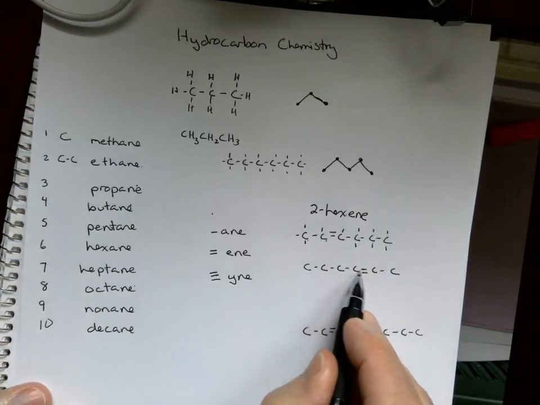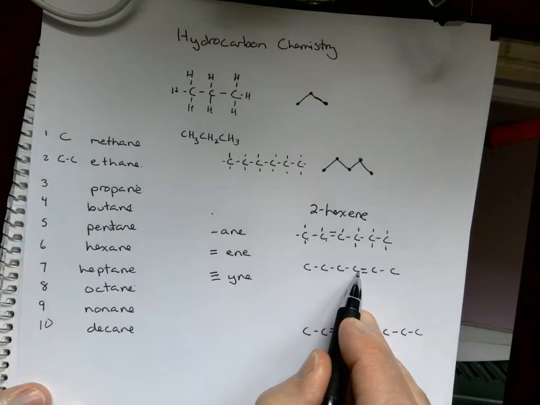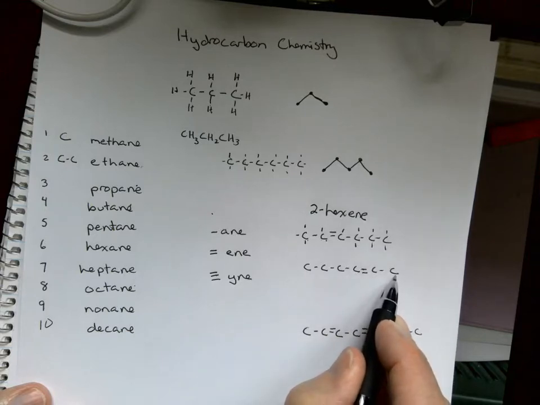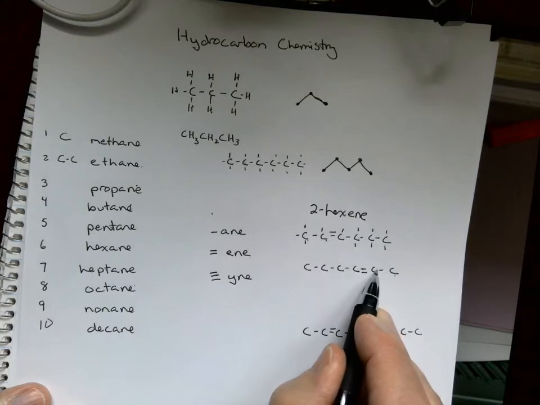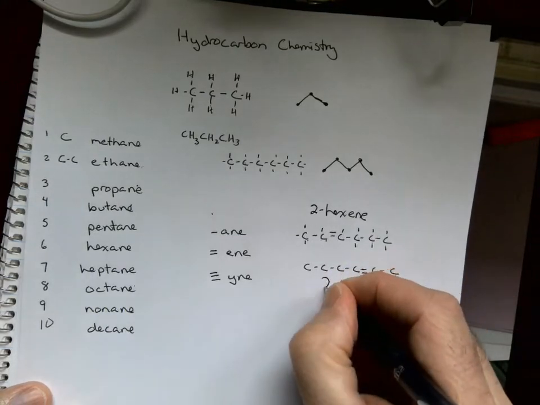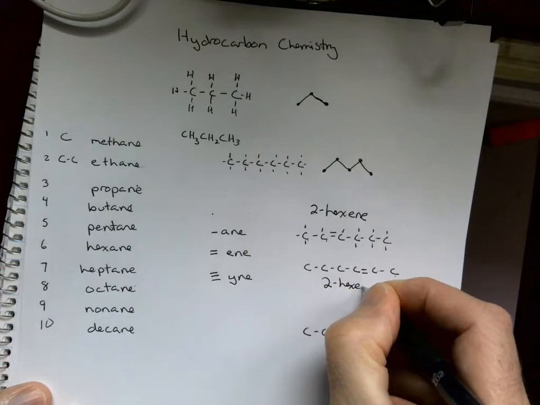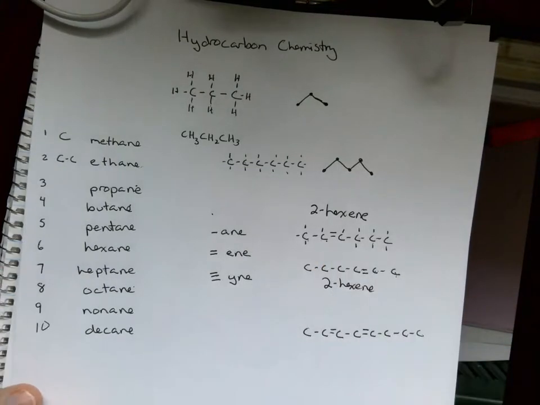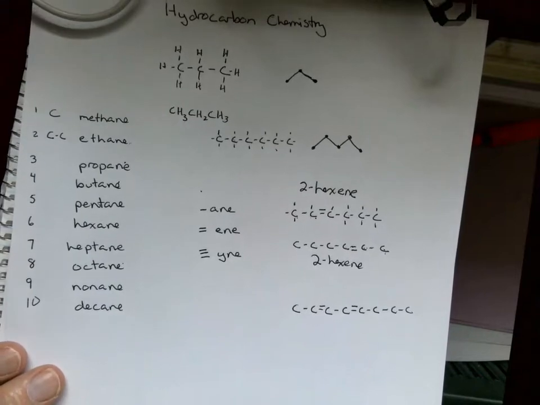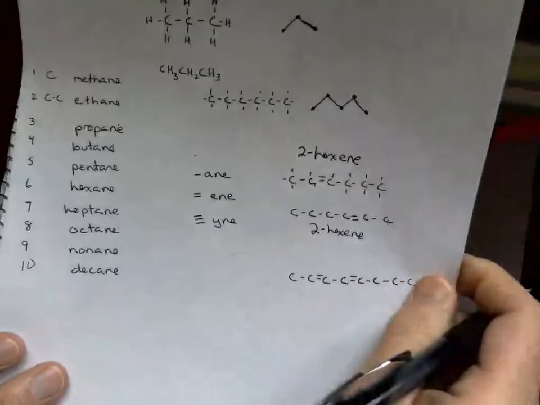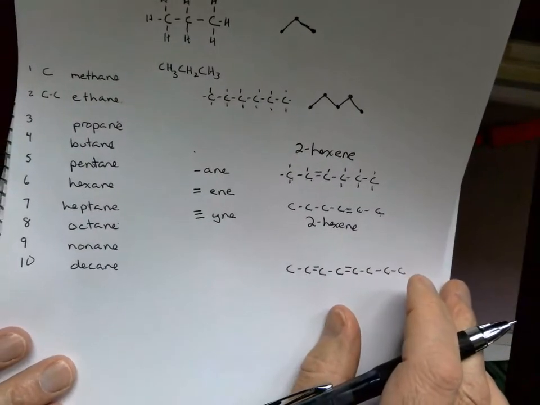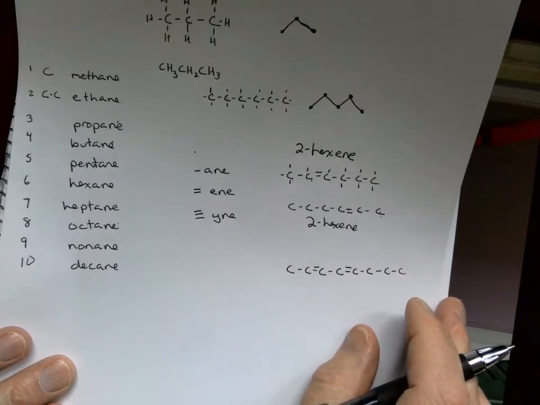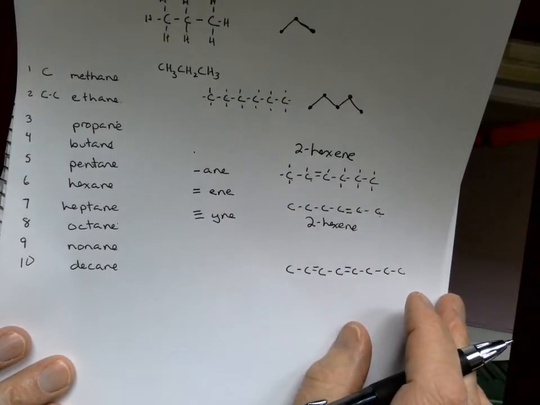What about this one? 1, 2, 3, 4, 5, 6. You might be tempted to say it's on the 4, but you always start from the end of the carbon chain that gives you the lowest numbering. So this is also 2-hexene. 1, 2, 3, 4, 5, 6. I want to keep reminding people, you can go over a video again and again. You can stop it. Make sure that you take a look at things.